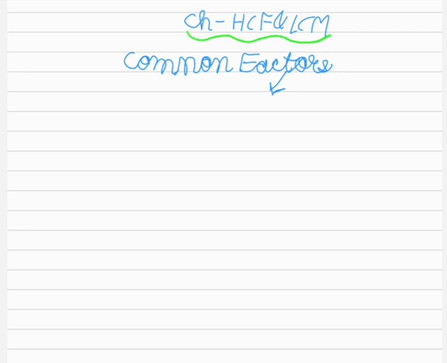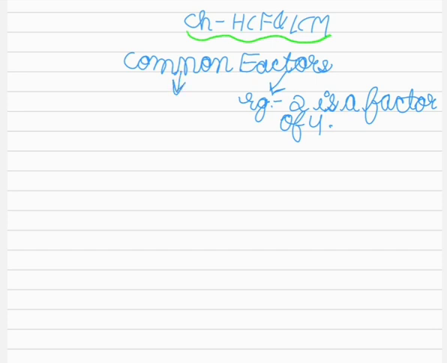As you all know, factors of a number are the exact divisors of that number. That is, a factor of any number divides that number completely. For example, 2 is a factor of 4. Why? Because in 2's table, 4 is coming. You can say 2 twos are 4. So 2 is an exact divisor of the number 4.